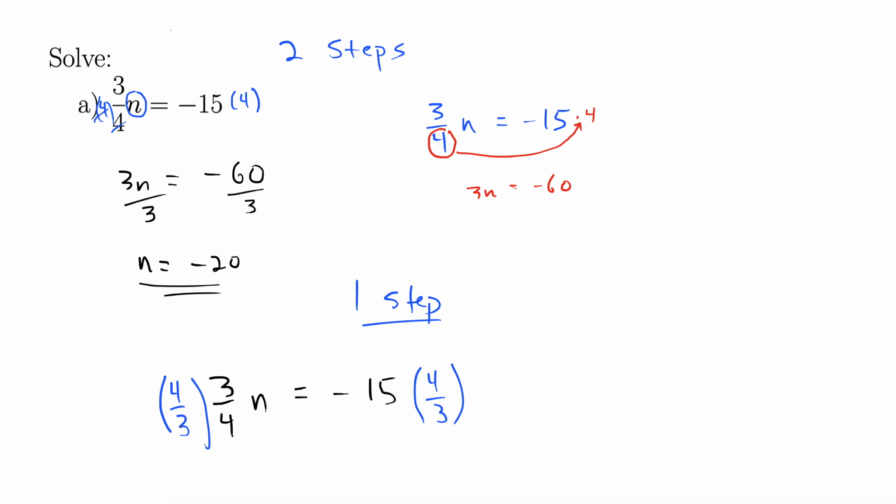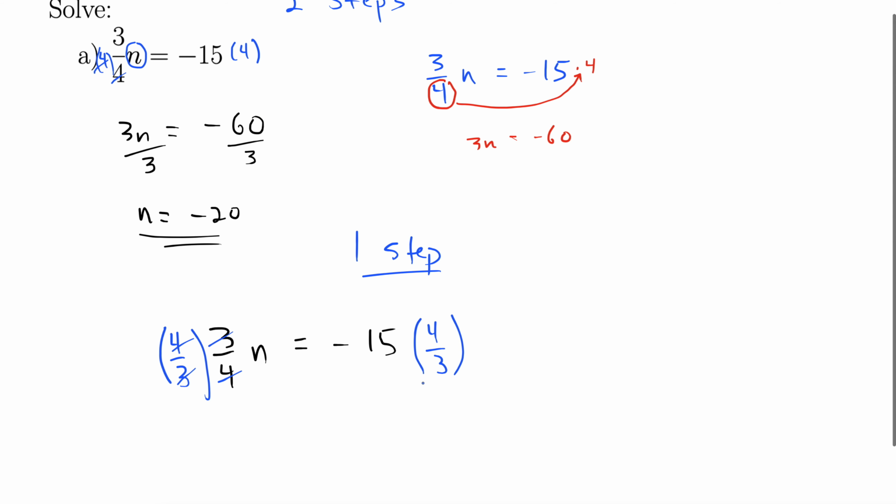Look what happens on the left. Every single thing cancels out, and we're left with just n. On the right, we have 15 and the 3 canceling to leave a 5. So we're just left with n equals negative 5 times 4, which is negative 20. There we go. 1 step, and the problem is finished. It's up to you how you do this. Maybe you want to even switch off between the two. You should be able to do both methods.